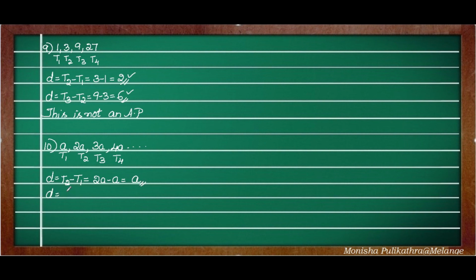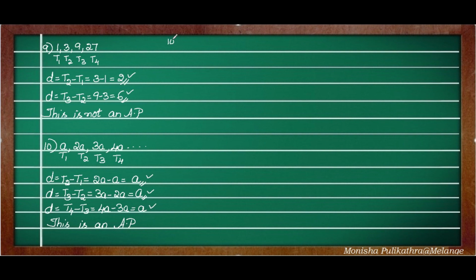So write down the next common difference. Next common difference is T3 minus T2. So T3 is 3A minus 2A. So 3A minus 2A is also equal to A itself. Next, the third common difference, that is T4 minus T3, that is 4A minus 3A. This is also equal to A. So you can notice here the common difference is constant. So when the common difference is constant, we have to write this is an AP.